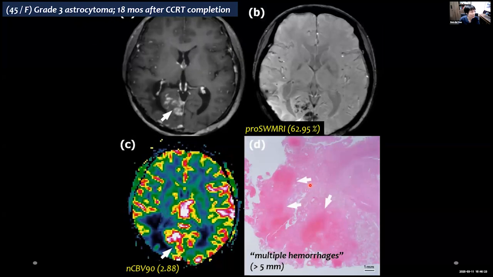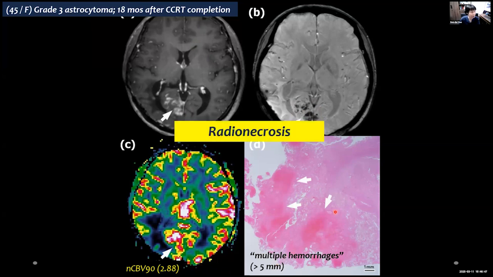In contrast, this one also had a new enhancing lesion around the surgical margin 18 months after the completion of CCRT, but had quite a bit of hemorrhage in contrast to the previous one, and a mildly elevated 90th percentile of the normalized CBV, but not as much as the previous example, and was shown to have multiple hemorrhages on the specimen, and was confirmed as radionecrosis. So yes, radionecrosis tends to have more hemorrhage and less elevated normalized CBV.